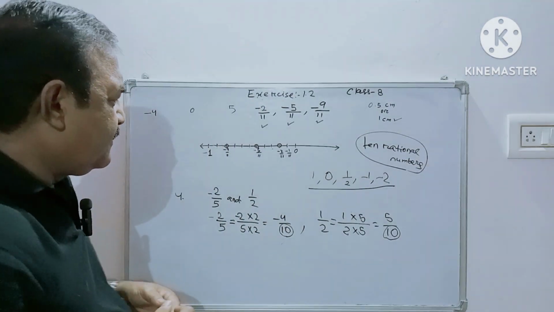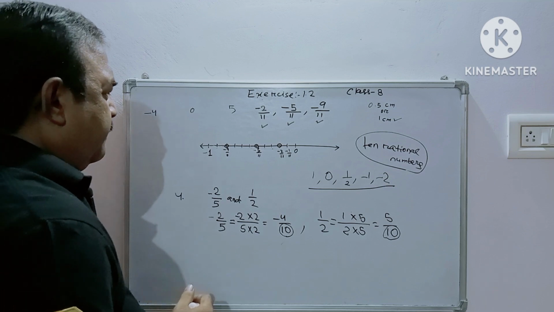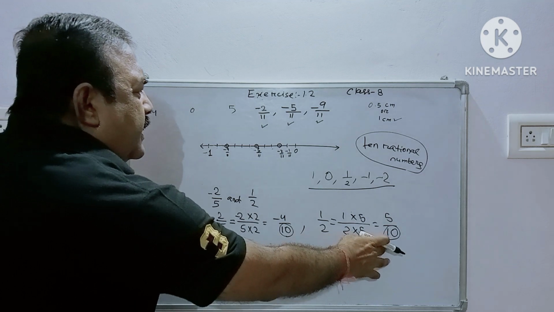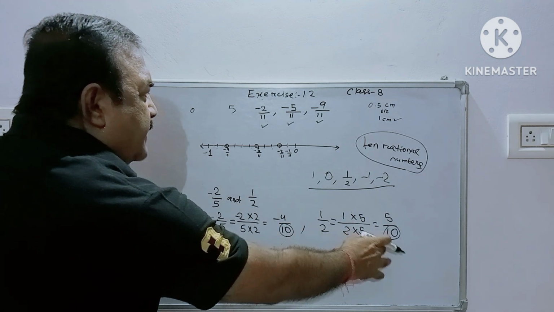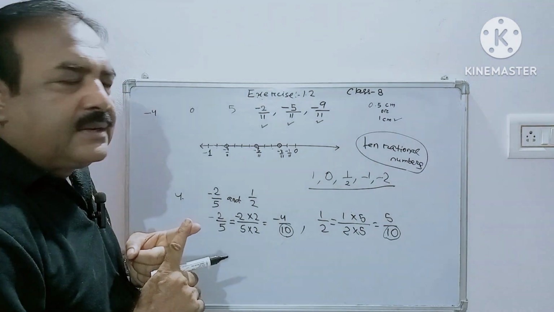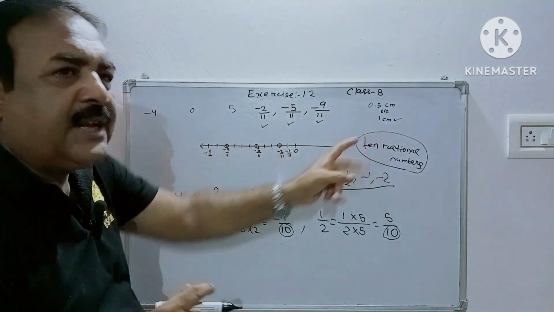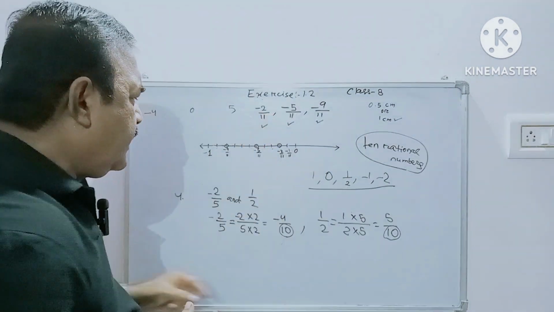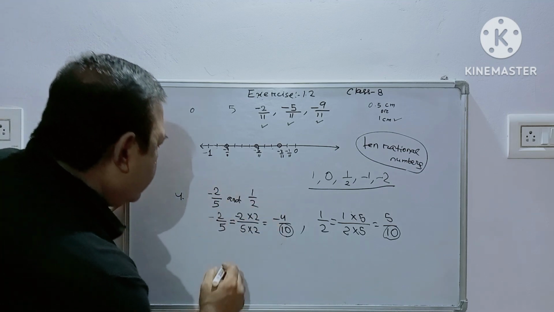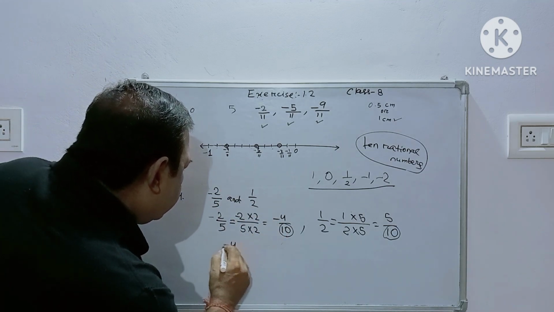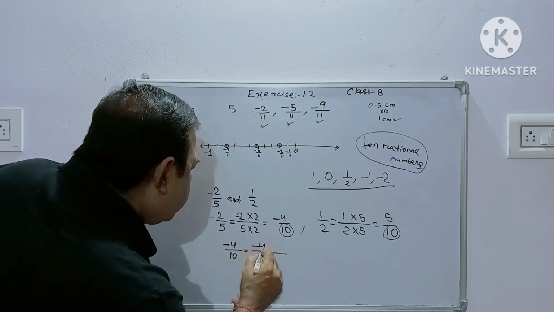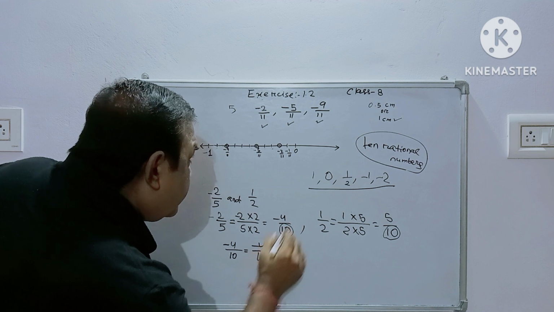So what will you do now? Again, you see, first we made the denominator same, taking LCM. Then we have to find 10 rational numbers. At least you add 1 to how many it has been asked. 10. 10 plus 1, that is equal to 11. You multiply 11 both by the numerator and the denominator. So -4 upon 10, that is equal to -4 into 11.